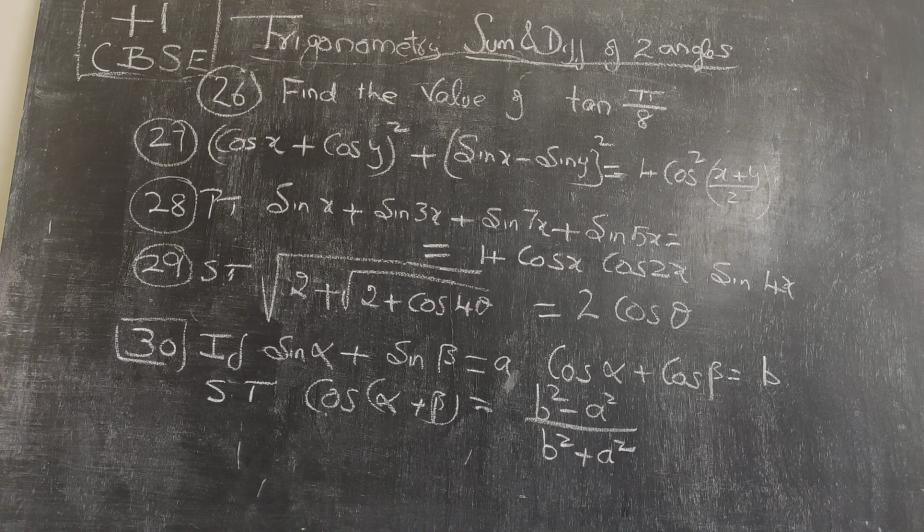Question number 28, prove that sin x plus sin 3x plus sin 7x plus sin 5x equal to 4 cos x cos 2x into sin 4x. Question number 29, show that square root of 2 plus square root of 2 plus cos 4 theta equal to 2 cos theta. The last question, sin alpha plus sin beta equal to A and cos alpha plus cos beta equal to B. In that case, prove that cos (alpha plus beta) equal to (B square minus A square) divided by (B square plus A square).